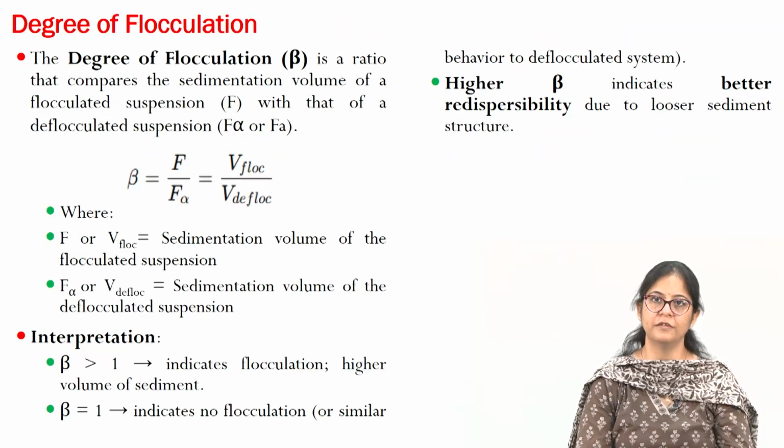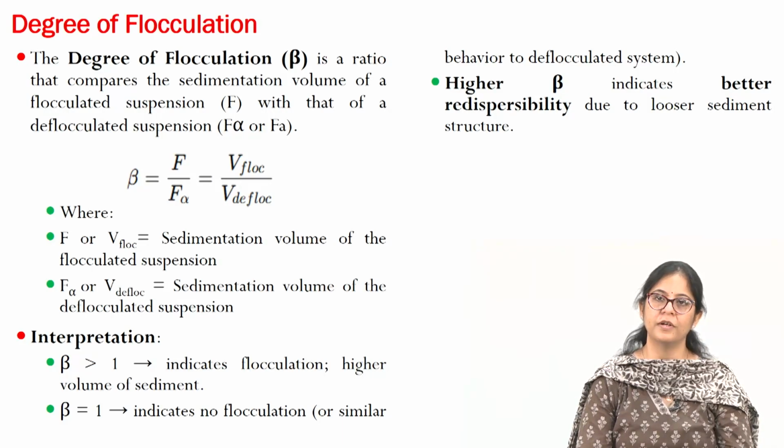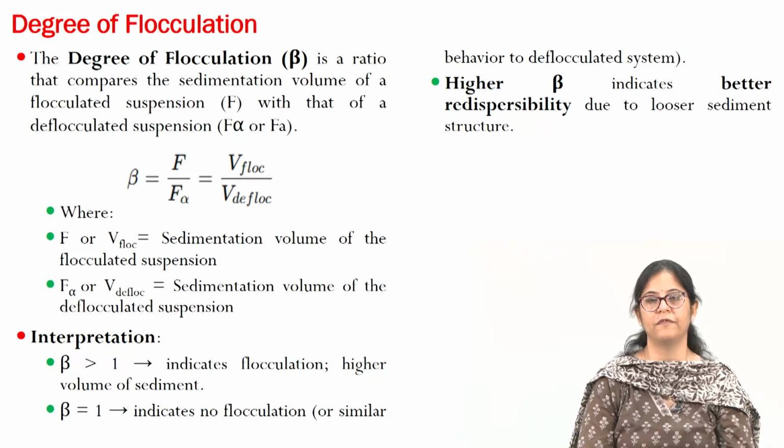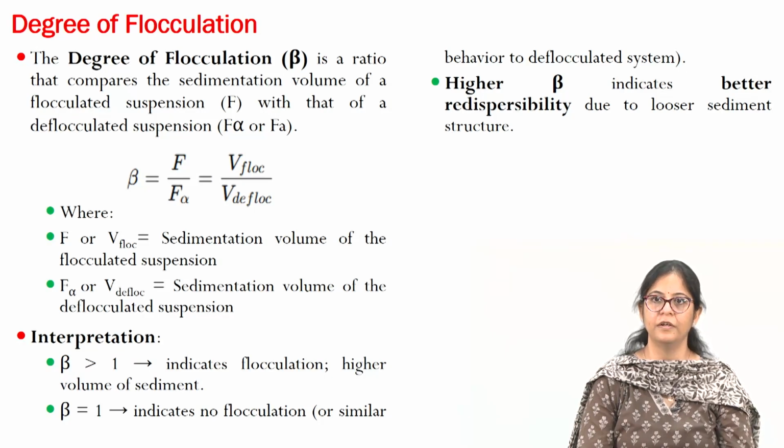Degree of flocculation is a ratio that compares the sedimentation volume of a flocculated suspension with that of a deflocculated suspension. It can be calculated using the formula beta is equal to F upon F alpha, which is V flocculated upon V deflocculated. So, it can be calculated according to this formula.